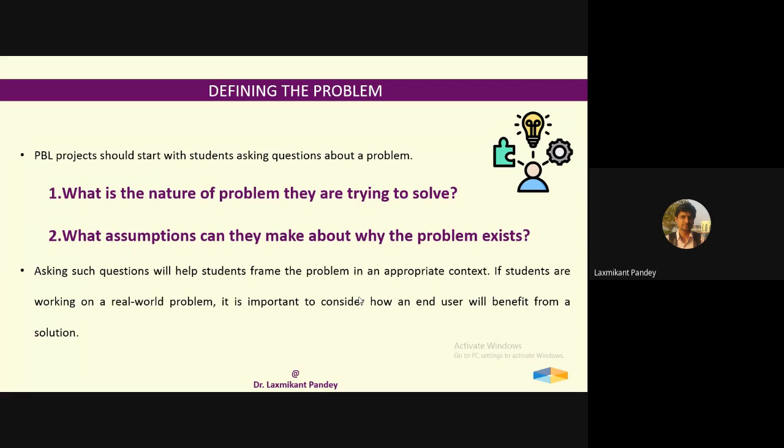Second is, what assumptions can they make about why a problem exists. That needs to be thought about by the students: how we can solve those problems, and what are the different types of methods available by which we can solve those particular problems. Next.